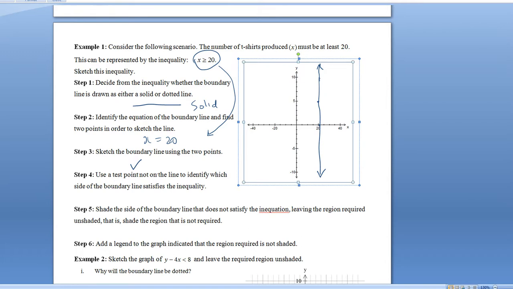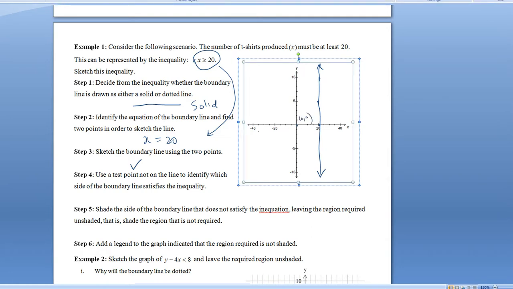Now, what we've got to do is go back to this inequality, because the only function I've sketched so far is x equals 20. We want to sketch the function x greater than or equal to 20. So what we're going to do is use a test point not on the line to identify which side of the boundary line satisfies the inequality. So this is the tricky and the new part for many of you who are doing linear programming for the first time. Traditionally, the test point that we use is a point at the origin, 0, 0.